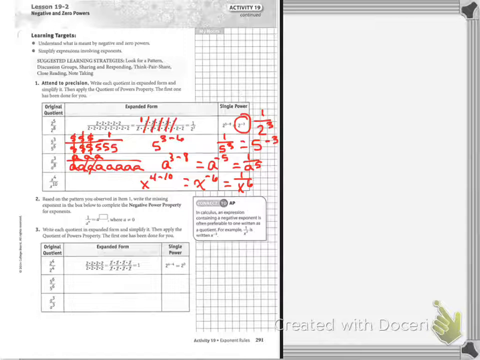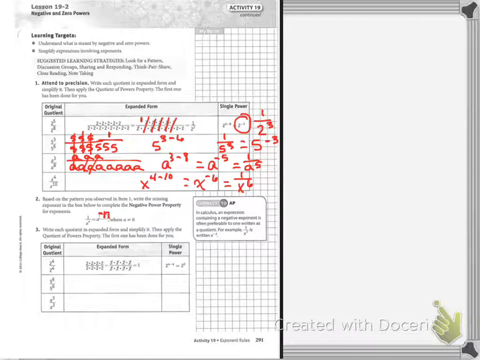It depends on if they say they want it written with a negative power or a positive power. So you need to understand that those mean the same thing. So based on our pattern, write the missing exponent in the box. So this would be a negative n. And remember, we cannot have a equals 0. We can't divide by 0 on the bottom.